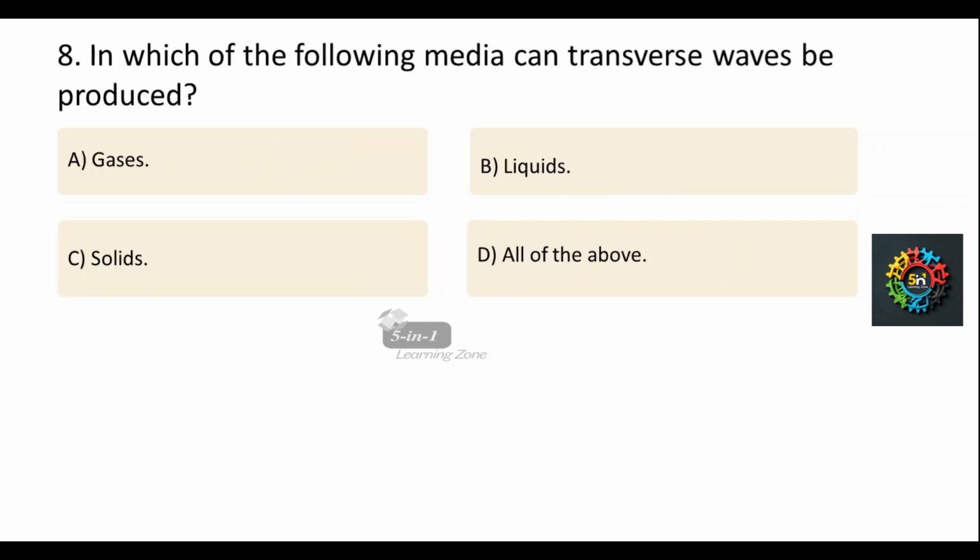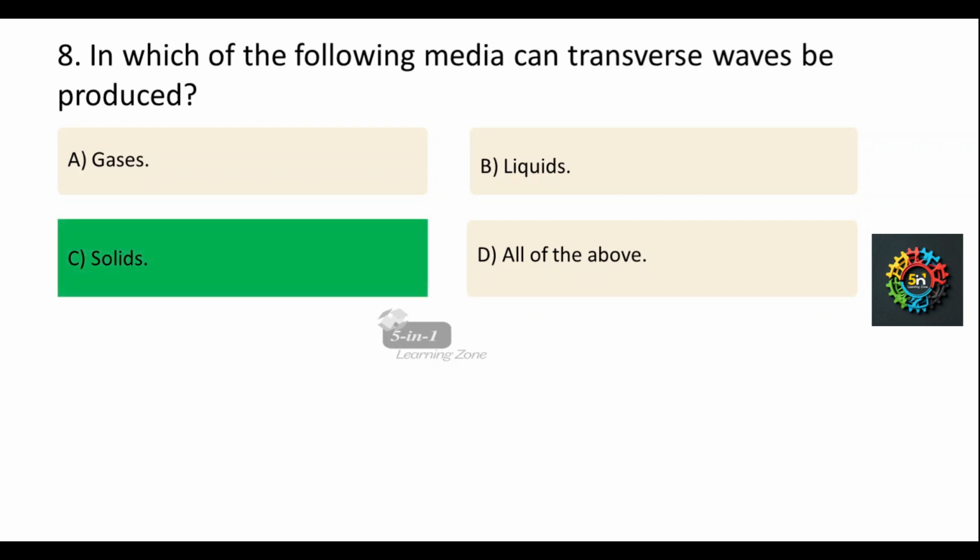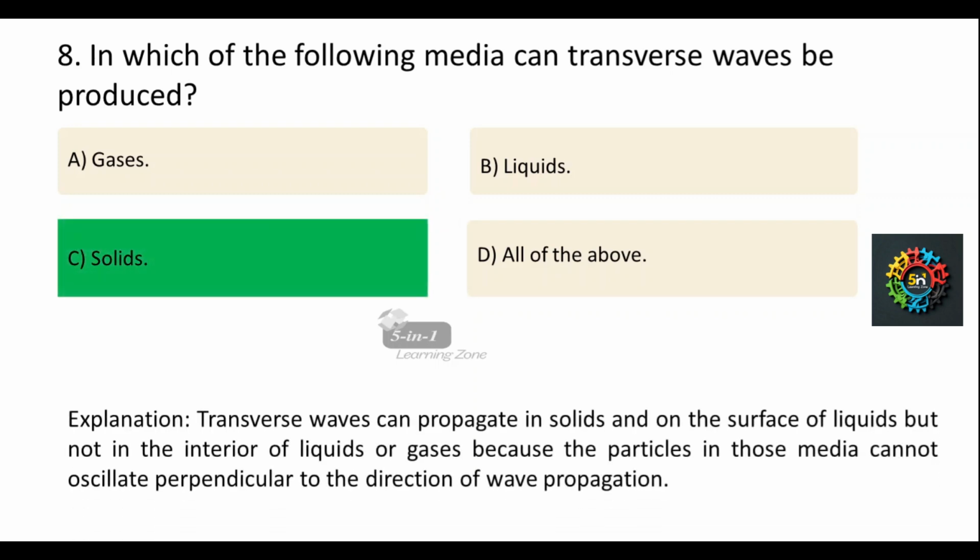8. In which of the following media can transverse waves be produced? Answer. C. Solids. Explanation. Transverse waves can propagate in solids and on the surface of liquids, but not in the interior of liquids or gases because the particles in those media cannot oscillate perpendicular to the direction of wave propagation.